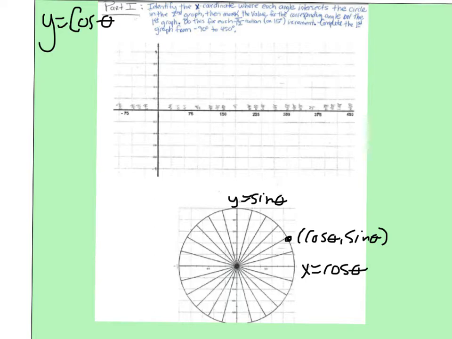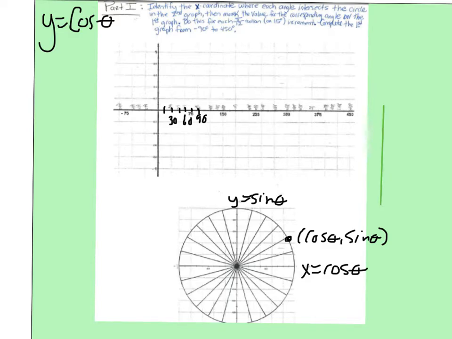So here's what we have to do. The directions up here say identify the x-coordinate where each angle intersects the circle in the second graph, and then mark that value for the corresponding angle on the first graph. We're going to do that in 15-degree increments. So if we look at this, you're going to see that this first tick mark is 15 degrees, then 30, then 45, 60, 75, 90, all the way up to 360 degrees, which will be our full circle rotation right here, and then they're going to start over.